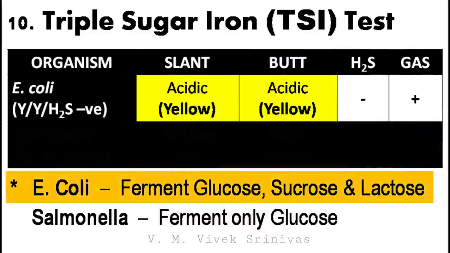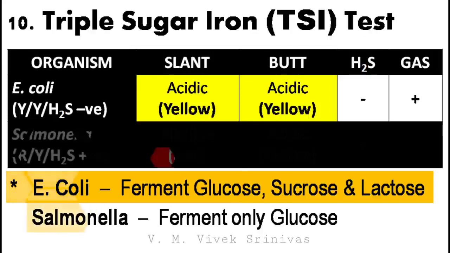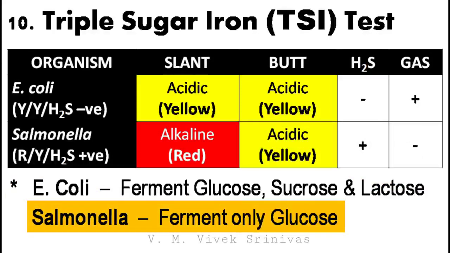Therefore, E. coli ferments all the three sugars present in the media and turns the phenol red indicator yellow, both at the butt portion and the slant portion. But Salmonella ferments only the glucose present in the media and turns the phenol red indicator yellow only at the butt portion.